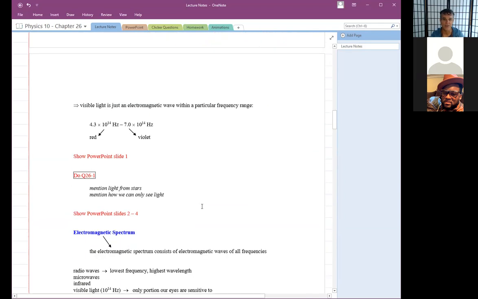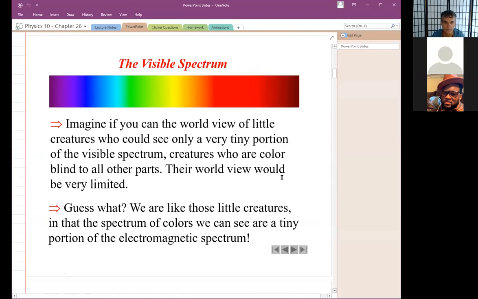So an interesting thing, let me just touch on this real quick. Well, let me actually start here. Little question in the voice of Outer Limits. Imagine, if you can, the worldview of little creatures who could only see a very tiny portion of the visible spectrum. Creatures who are colorblind to all other parts. Their world would be very limited. So let's say that a certain creature could only see a very narrow range of red. Anything that's not red, this creature can't see. Well, you can imagine you'd have a pretty limited worldview.